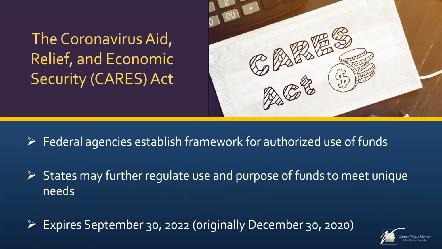The CARES Act, which is the most common name given to these bills and these funds. It's the Coronavirus Aid, Relief, and Economic Security Act. And this piece of legislation establishes the framework for the authorized use of funds for not only the funding under the CARES Act, but the funding under all of the COVID-19 relief funding throughout the year. Originally, it was set to expire December 30th of 2020, but with the passing of CRRSA and ARPA and the implementation of the Tydings Amendment, the CARES Act funding actually now expires September 30th of 2022.